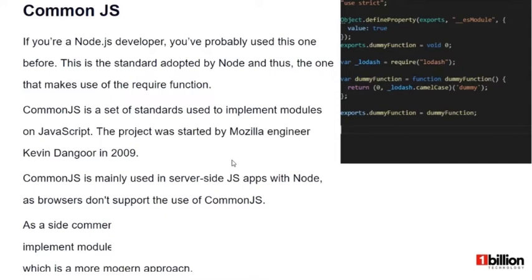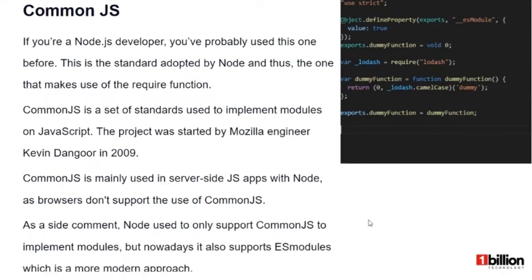So now CommonJS is what Node.js is using, and it implements a module system in JavaScript. It was started by Mozilla engineer Kevin Dangoor. CommonJS is mainly used for server-side JS applications with Node, as browsers don't support CommonJS. Node used to only support CommonJS, and ECMAScript is also being used as a modern approach. So you can see the code and how it's being used over here.